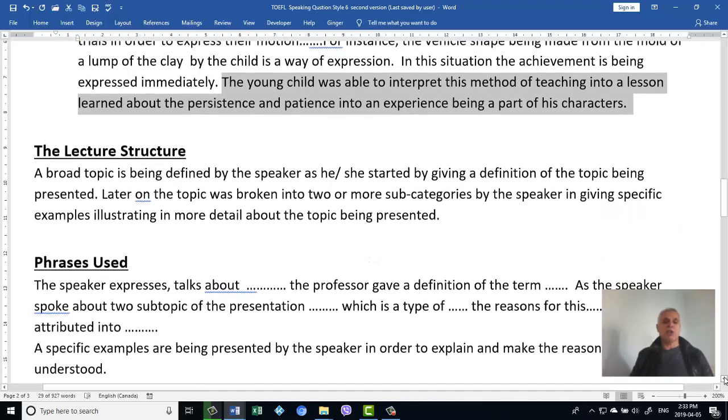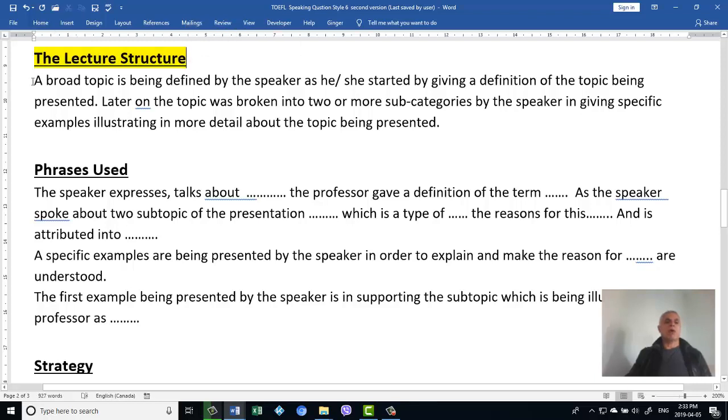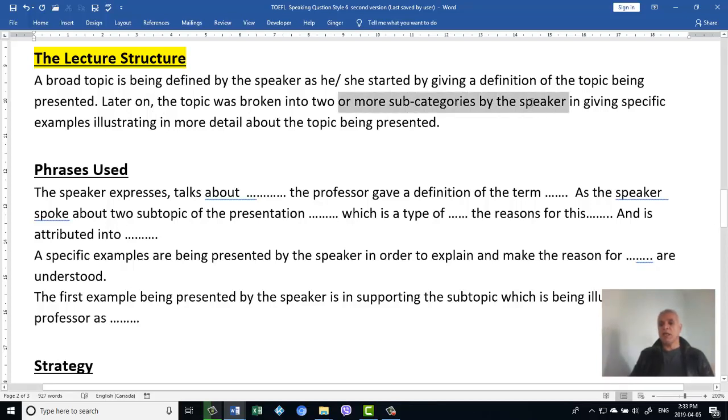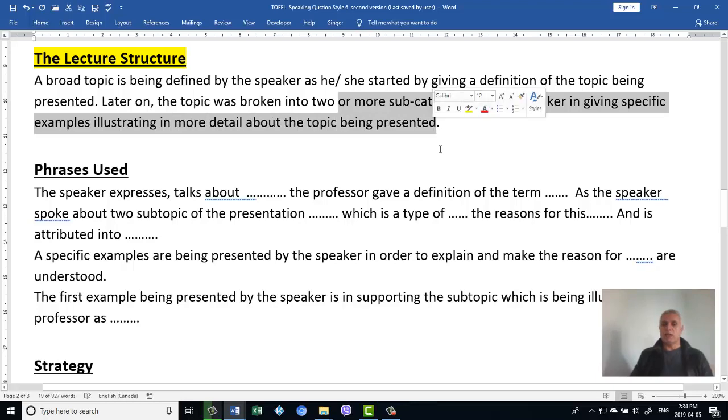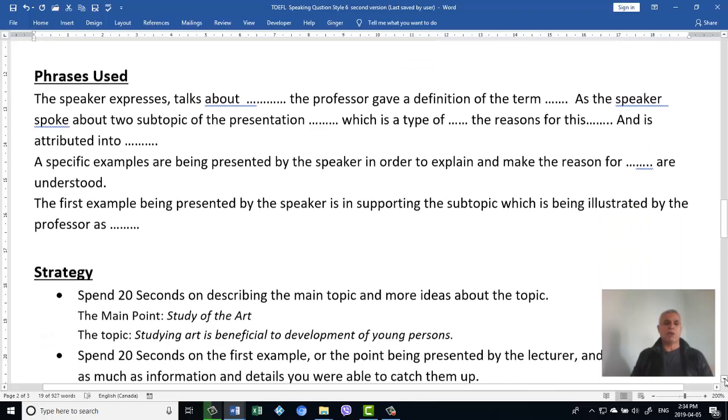From the lecture structure, a broad topic is being defined by the speaker as he or she started by giving a definition of the topic being presented. Later on, the topic was broken into two or more subcategories by the speaker in giving specific examples, illustrating in more detail about the topic being presented. We could use some useful phrases in this kind of questions.